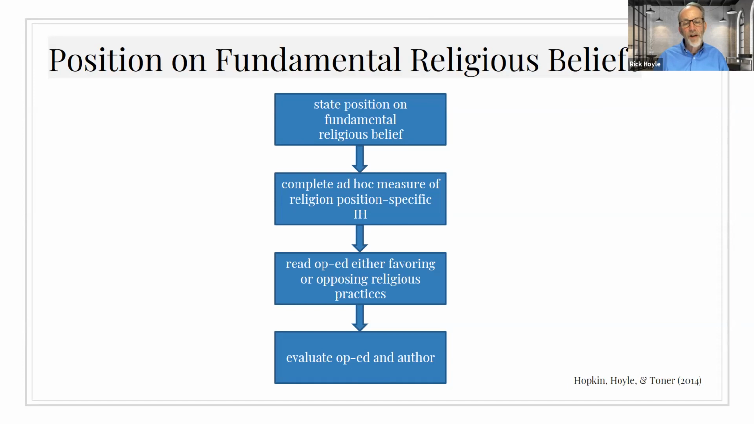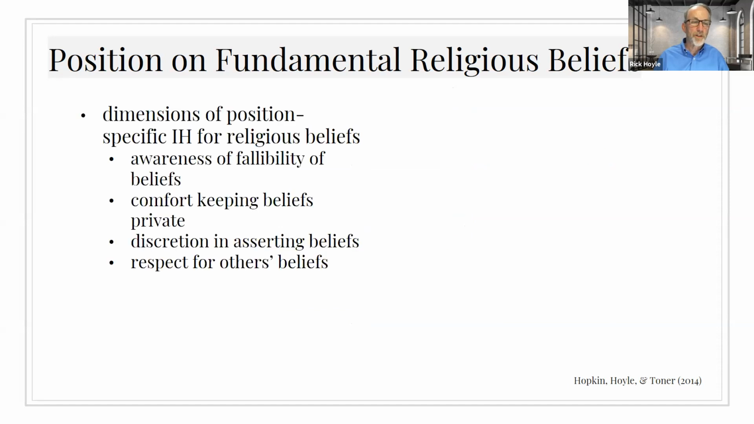Following that, we had people complete what at the time was an ad hoc measure of religion-specific intellectual humility. Then in an experiment that I won't say much about, we had them read op-ed pieces that either opposed or favored religious practices and had them evaluate the author and the op-ed. The key piece I want to focus on here is the correlation between people's position as it relates to religious beliefs and their intellectual humility with respect to religious beliefs. Both of these, by the way, were assessed before the manipulation.